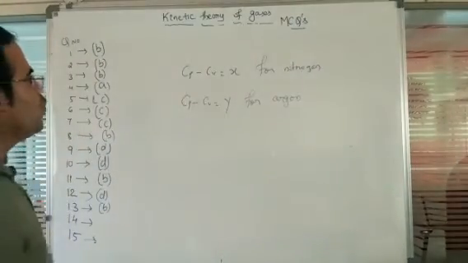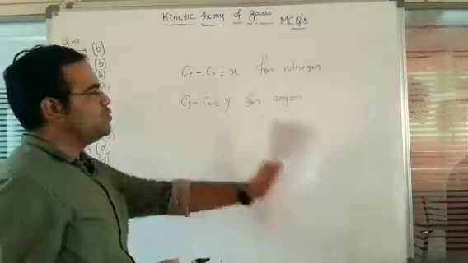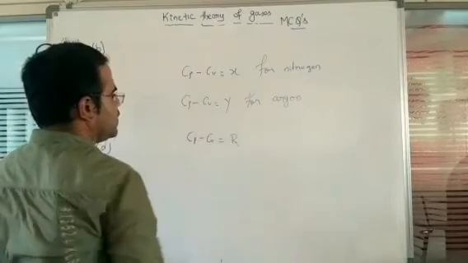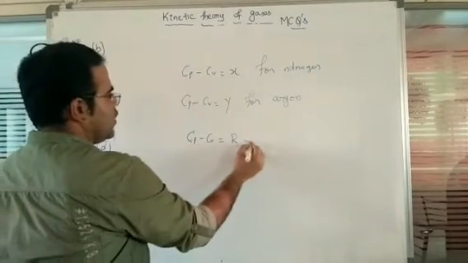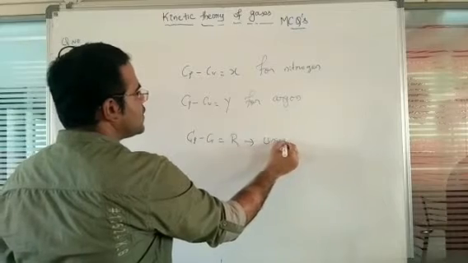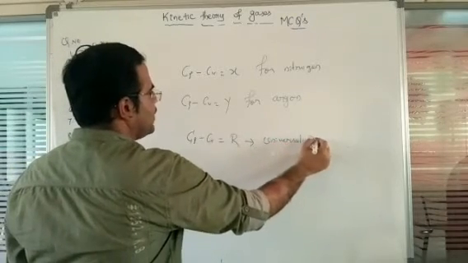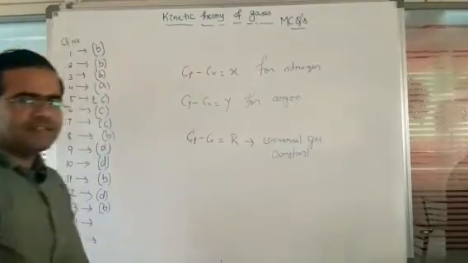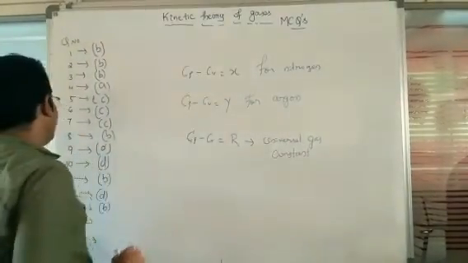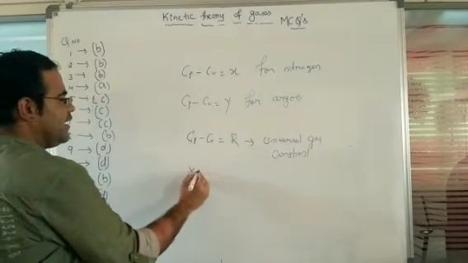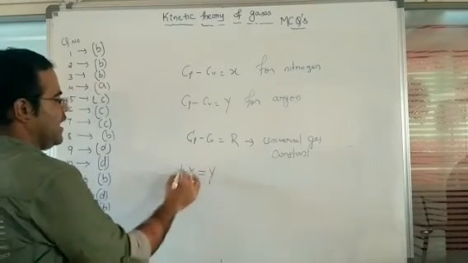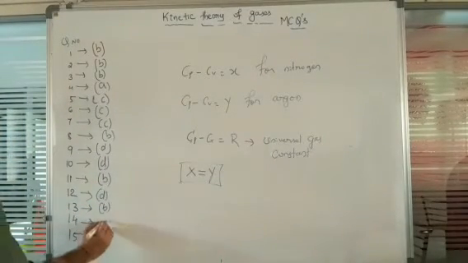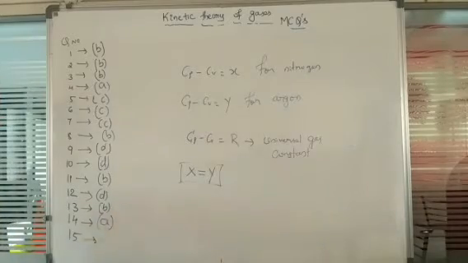If that is the case, what is the equation? According to the first option, we have already taken Cp minus Cv is equal to R. R is called the universal gas constant, which will be constant for any gas. That is the reason, when we compare these two equations, we can say directly X is equal to Y. So according to question number 14, we have option A. So it's option A here.